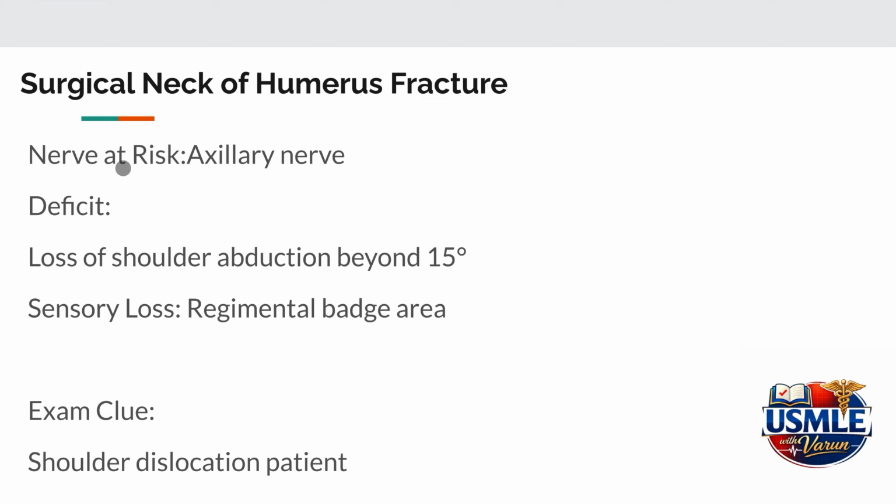Fractures of the surgical neck of the humerus can damage the axillary nerve. This results in impaired shoulder abduction beyond 15 degrees. For the first 15 degrees, it is the supraspinatus which is doing the function, whereas beyond 15 degrees, we need action of other rotator cuff muscles, and some of them are supplied by the axillary nerve. Sensory loss over a regimental badge area is a possibility in injury to the axillary nerve.